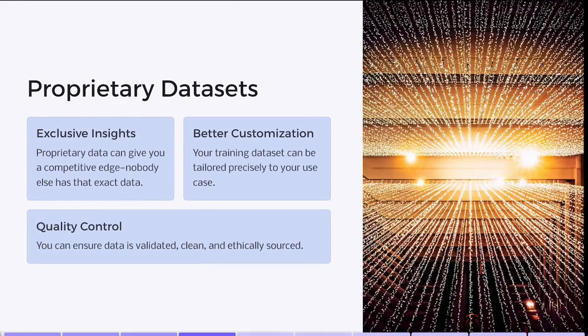On the other hand, proprietary data sets are privately owned, often by a company, government agency, or research institution. Think of internal user data, transaction records, or unique image and video archives. The advantages: you have exclusive insights. Proprietary data can give you a competitive edge. Nobody else has that exact data. Better customization. Your training dataset can be tailored precisely to your use case, leading to more relevant and accurate AI models. And quality control. You can ensure data is validated, clean, and ethically sourced.